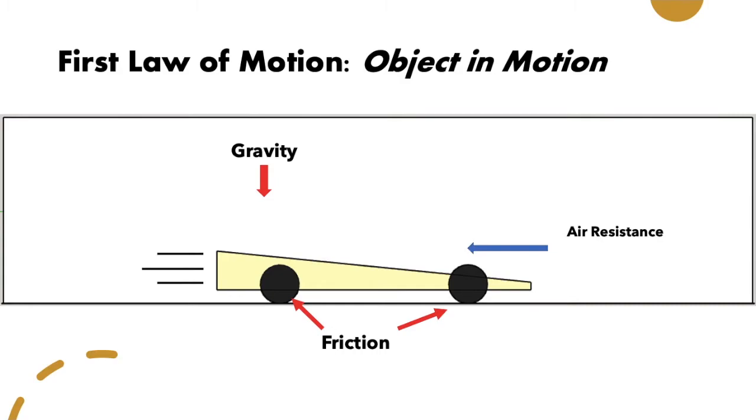So here's objects in motion once again. You have gravity, friction, and air resistance all working together to slow your car down and causing it to change directions before it gets to the end of the track.